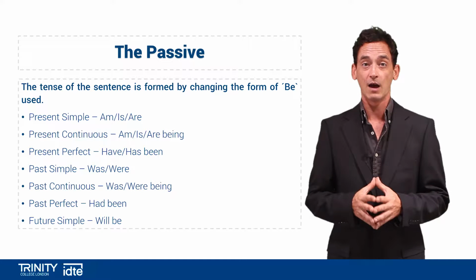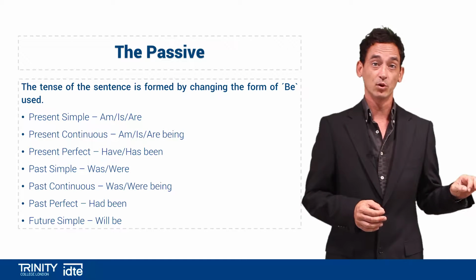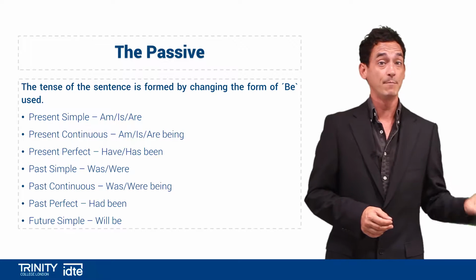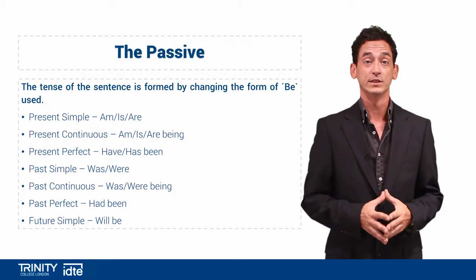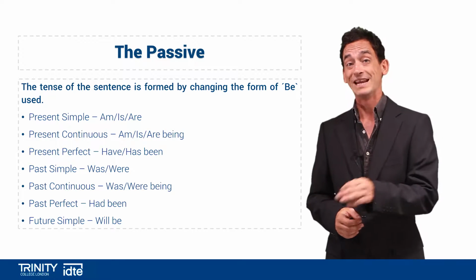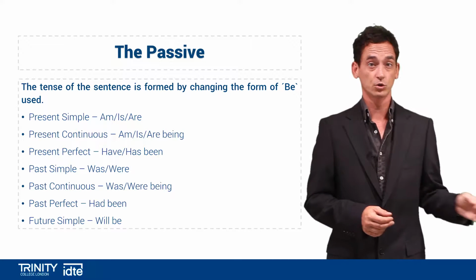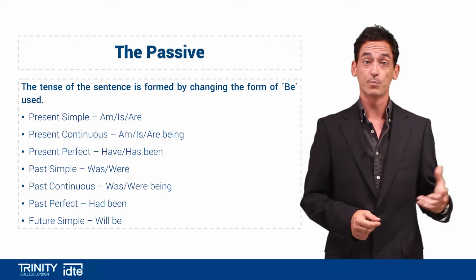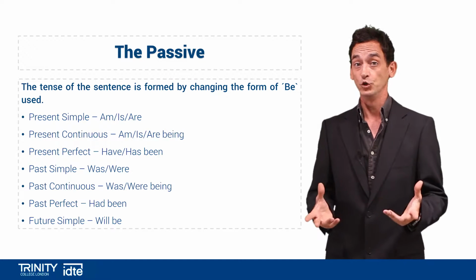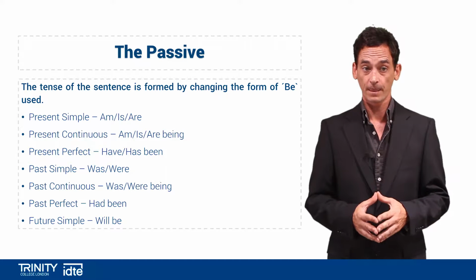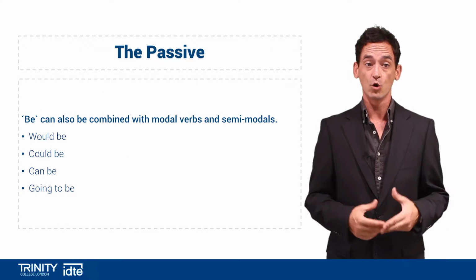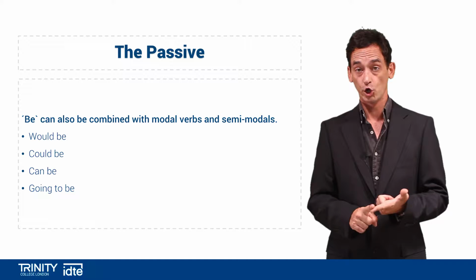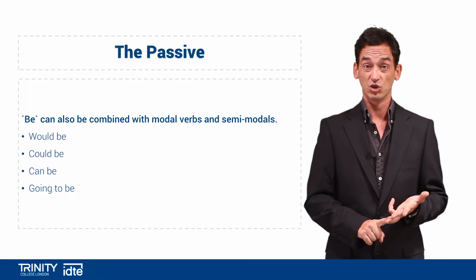Let's have a look at how we can do this. Present simple, am, is, are. Present continuous, am, is, or are being. Present perfect, have or has been. Past simple, was or were. Past continuous, was or were being. Past perfect, had been. Future simple, will be. Be can also be combined with modal verbs and semi-modals. So, for example, would be, could be, can be, going to be, etc.